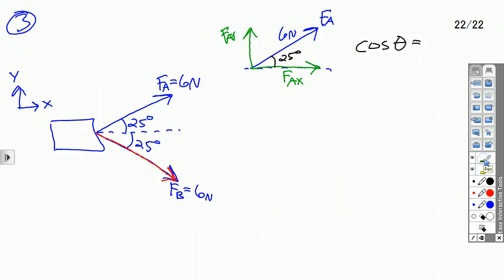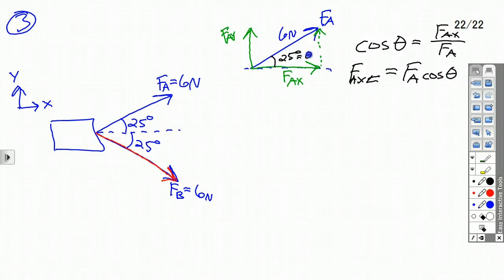Now if you think of FAY as being over here, if you just moved it, it would make a triangle, and that would be the opposite side. But I want the cosine, so I want the adjacent side. So that's FAX over the hypotenuse, which is FA. If I want to solve for FAX, it is equal to FA times the cosine of theta, assuming 25 is our angle theta. So let's solve for that. FAX equals FA, which is 6 newtons, times the cosine of 25 degrees.